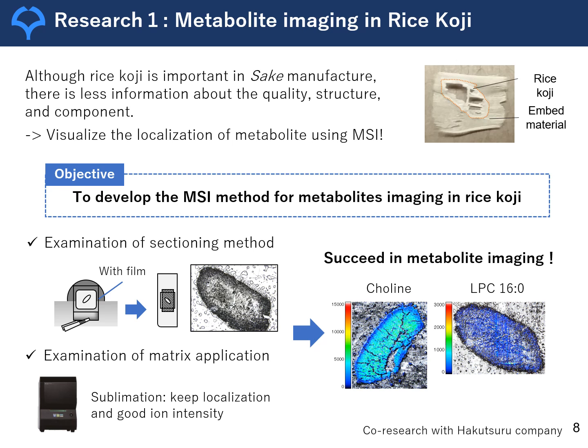This study is the first report of the analysis of koji using mass spectrometry imaging, and the challenge of this work is the size and the texture of the koji, which is very small and fragile. So, the purpose of this study is to develop a mass spectrometry imaging method for metabolite imaging in rice koji. By using cryofilm for the sectioning and supplying the matrix by sublimation, choline and lysophosphatidylcholine were successfully detected by our method.